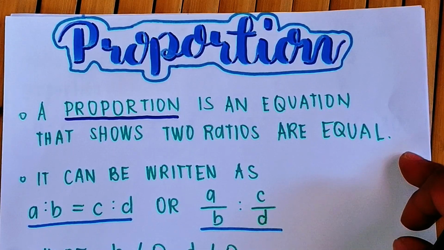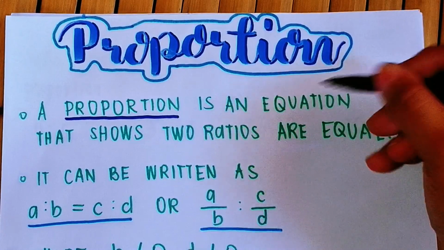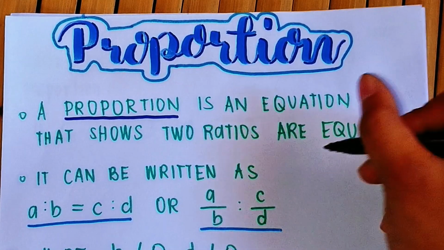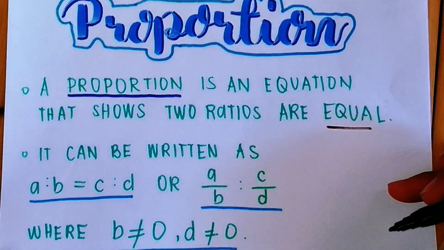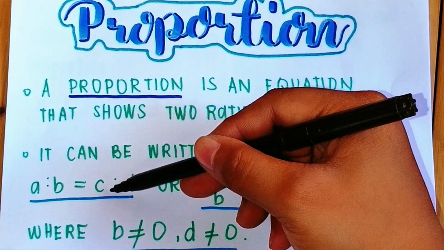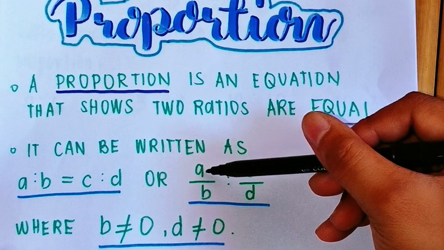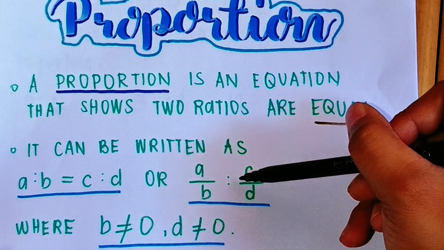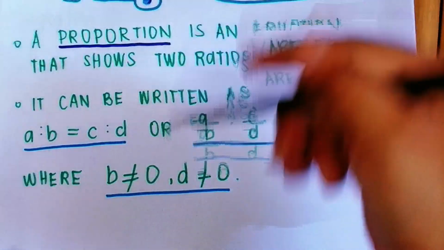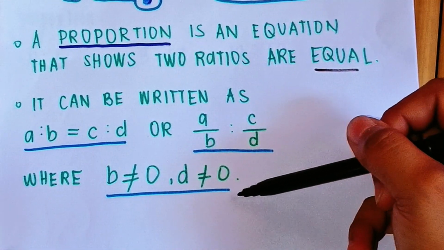We now know about the ratio. Now let's move on to proportion. A proportion is an equation that shows two ratios are equal. It can be written as A is to B is equal to C is to D, or we can use the fraction form A over B equals C over D, where B must not be equal to 0 and D must not be equal to 0.